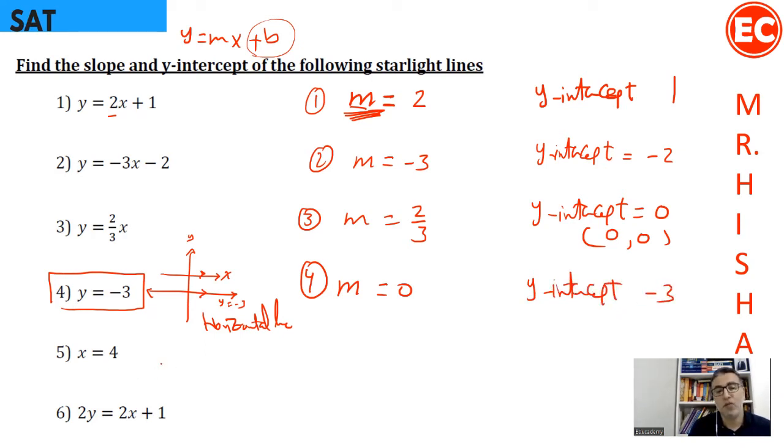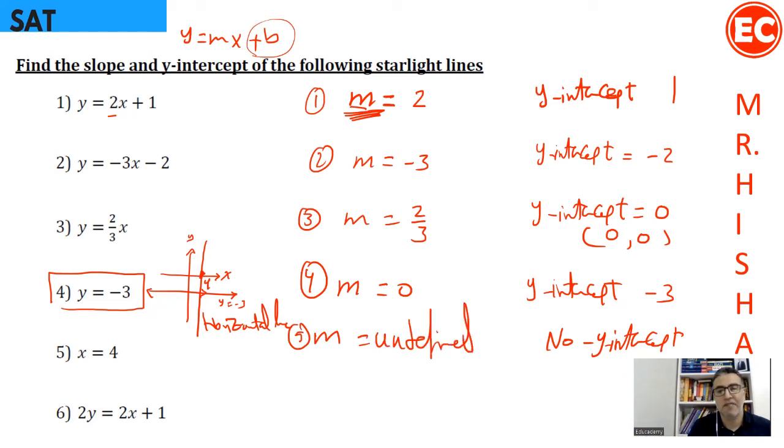But for number 5, x is equal 4 is passing through the point x is equal 4. I don't have a y-intercept, no y-intercept. And the slope in this case is undefined. So don't forget that this is a vertical line.